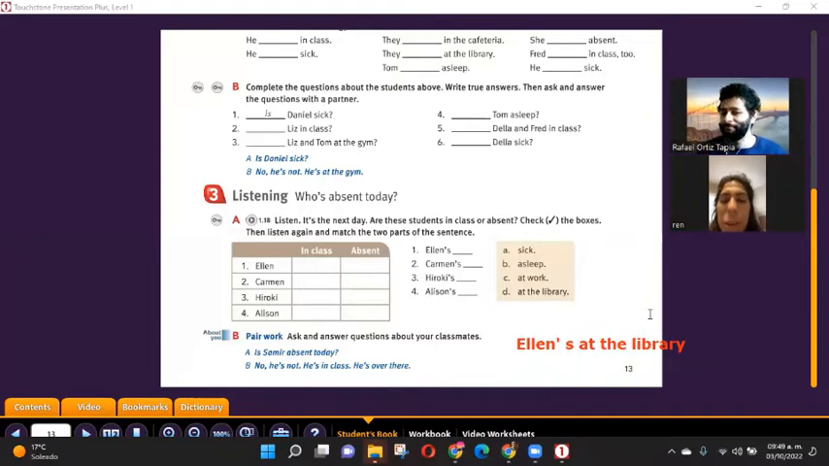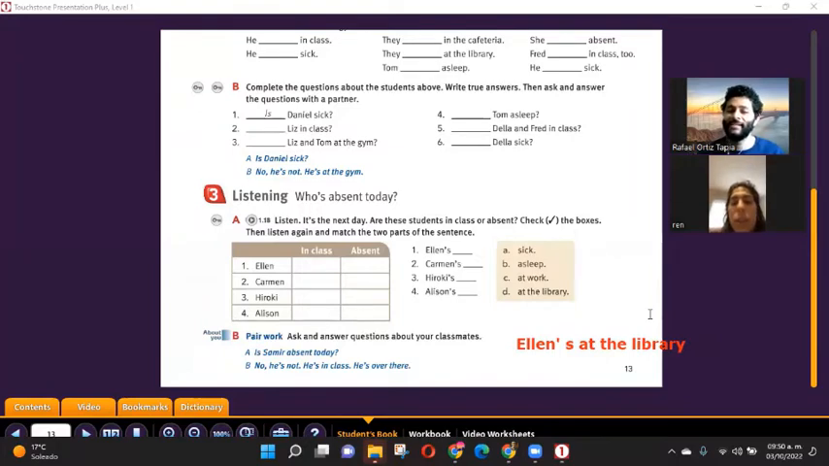Okay, so what about Carmen? Is she in class? No, she's not. I cannot hear you, sorry. No, she's not. Okay. She's in the cafeteria. She's in the cafeteria. Okay, so what about Hiroki? He's there. Okay, but he's asleep. Exactly. He's asleep. Okay, good.